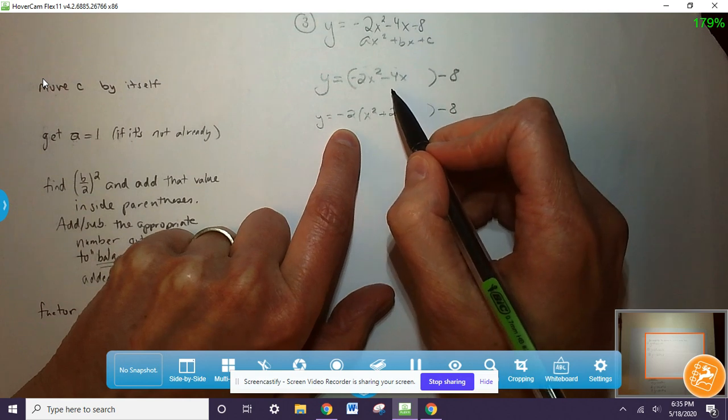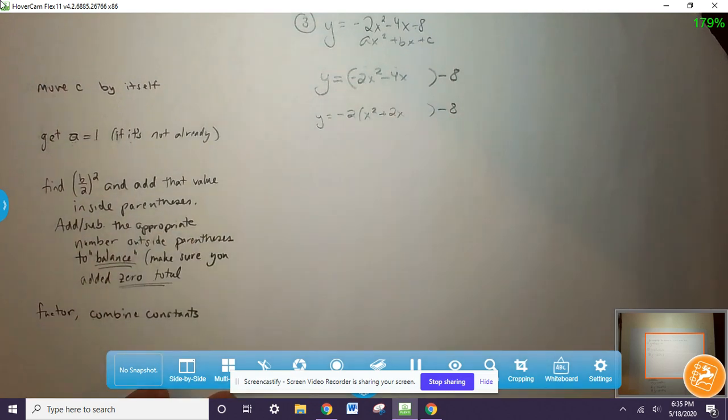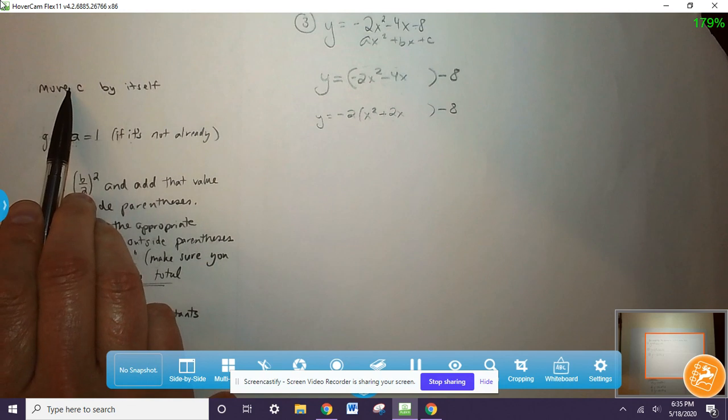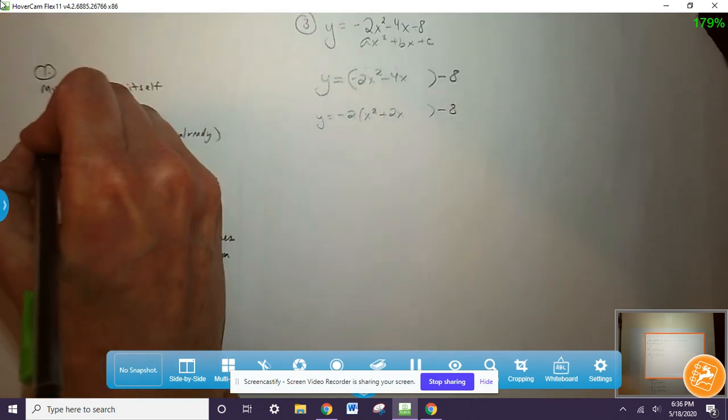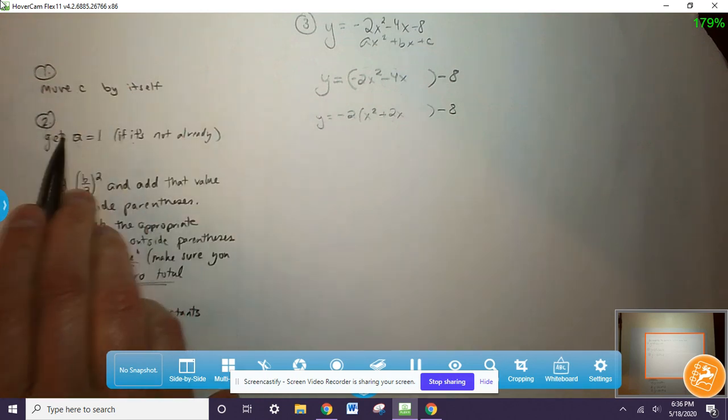And again, as I mentioned in the lesson the other day, it is possible to do this step and then this step, but I've very rarely seen someone get it correct. So make sure you're doing this first. Make sure you move C by itself and then get A equal to 1.